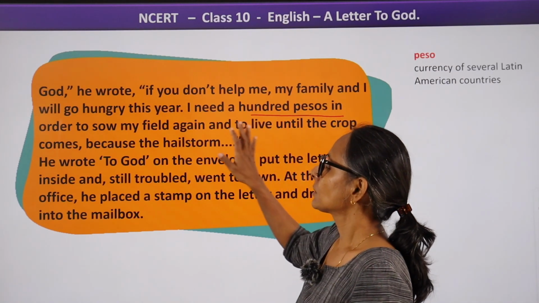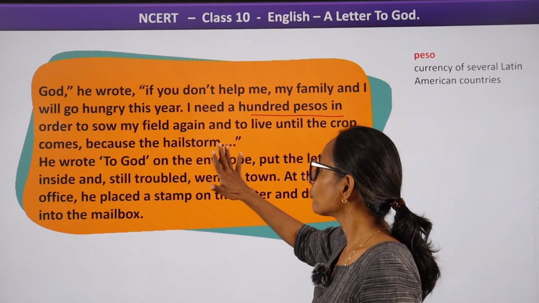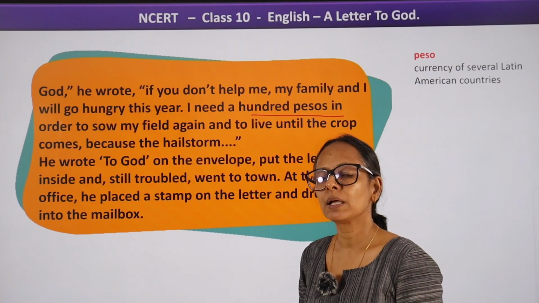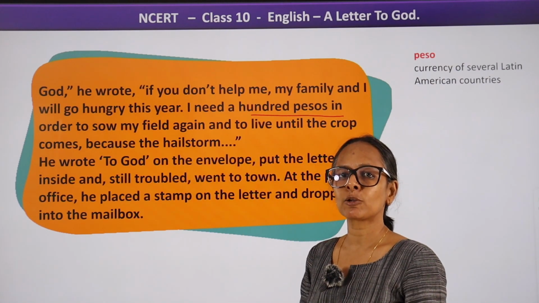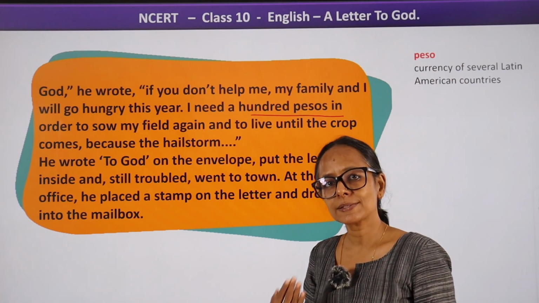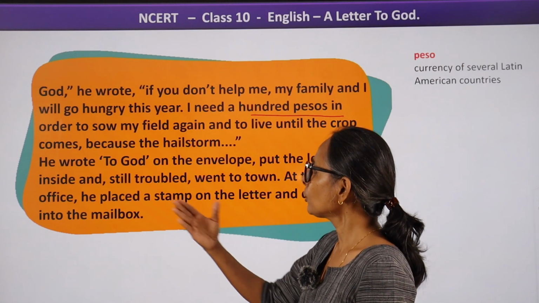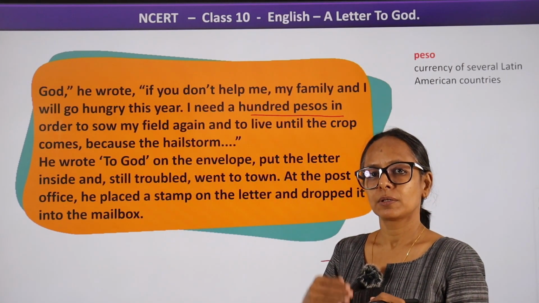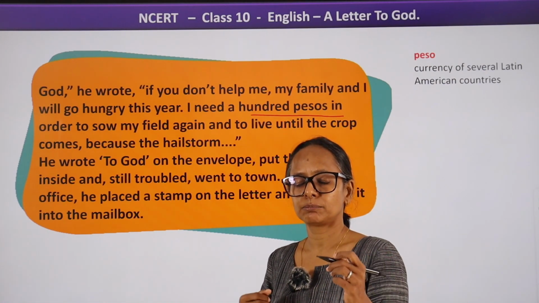So for that, he starts writing. He doesn't even finish the sentence fully because the hailstorm means, what does it mean? Because the hailstorm has destroyed my crops. I need 100 pesos. That's what he is asking God. He wrote to God on the envelope. On the cover, in which he places a letter.